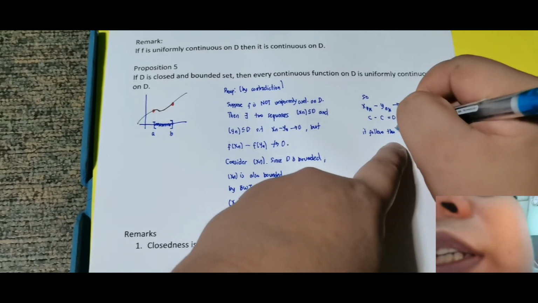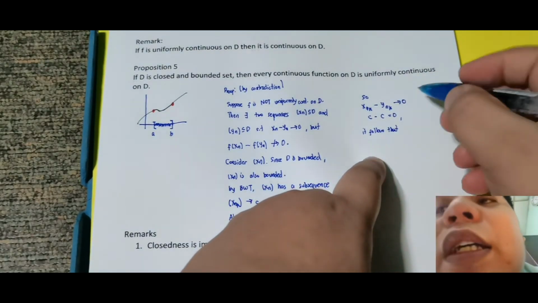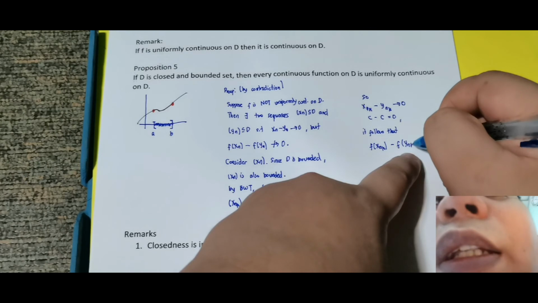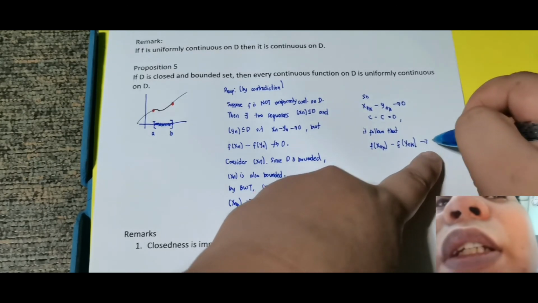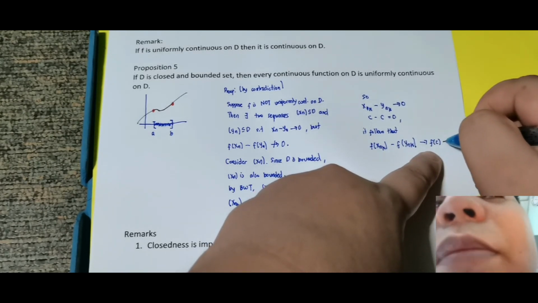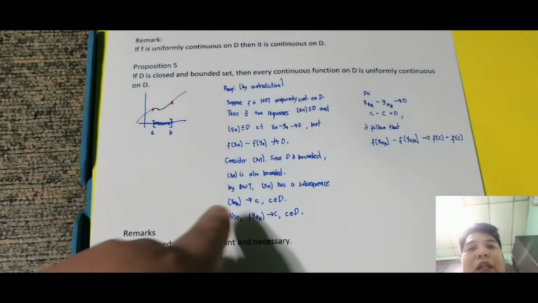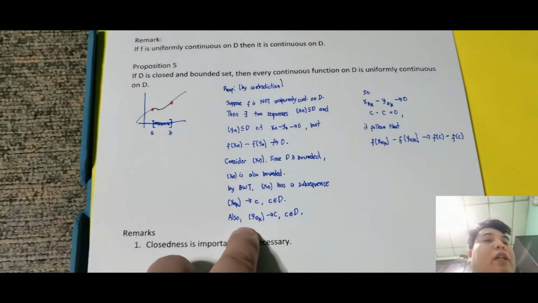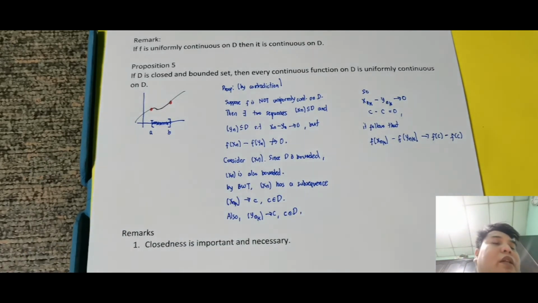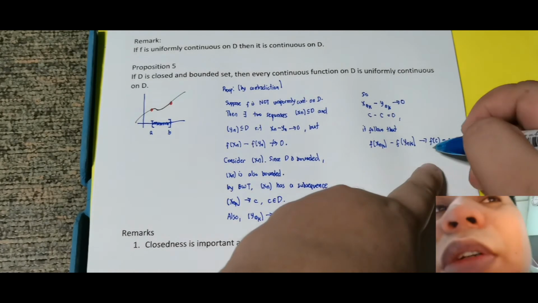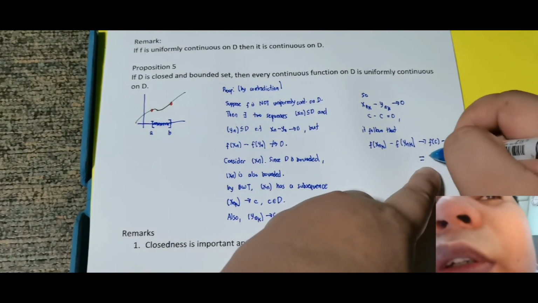So, it follows that f of x sub n sub k minus f of y sub n sub k approaches to f of c minus f of c. Kasi pareha silang approaches to c. Kasi ang nangyari, x sub n approaches to c, then y sub n sub k approaches to c. So therefore, yung f of x sub n sub k, saka yung f of y sub n sub k, is parehas f of c and f of c, which is equal to 0.